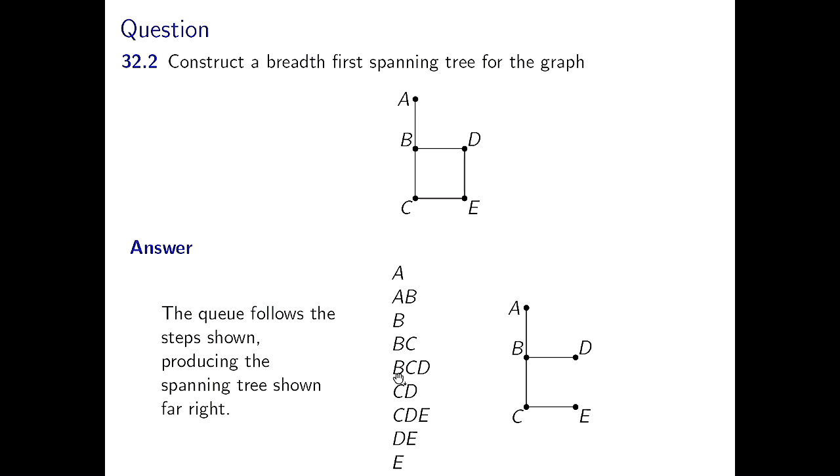C is up next. Where can I go from C? Well, I can go to B, but I've already been there, of course. I can go to E, so E is new. CE goes into the tree, E goes into the queue. Now I'm at C, I've been everywhere I can be from C. It drops out. I check at D, anywhere else I can go from D. Well, I can go to E, but I've already been there. It drops out. Can I go anywhere from E? No, and it drops out. Right, and then your algorithm's finished.